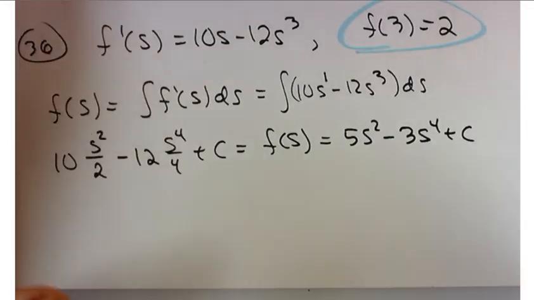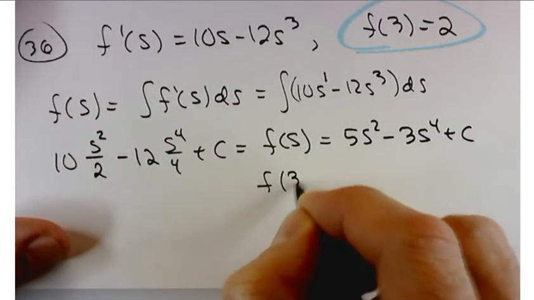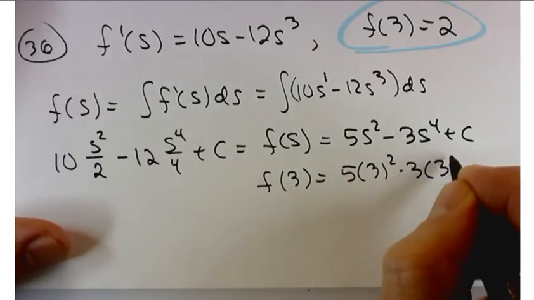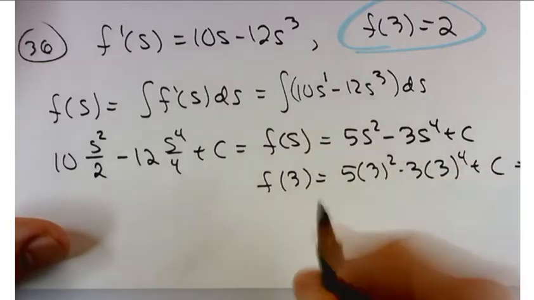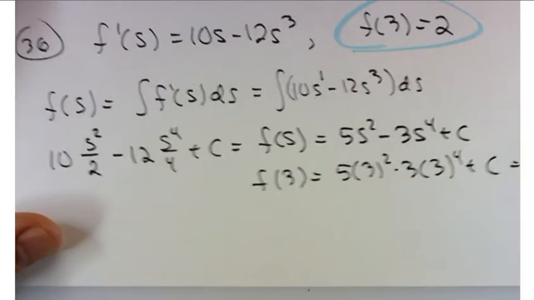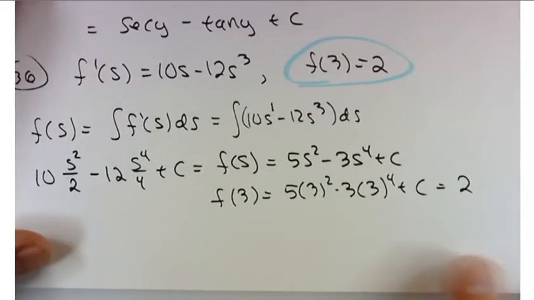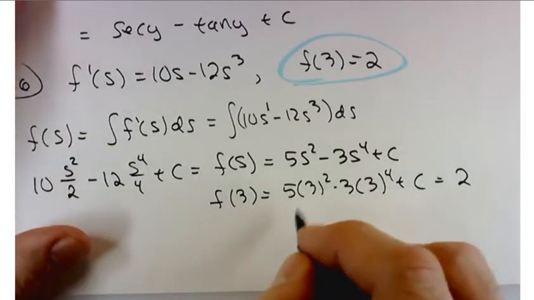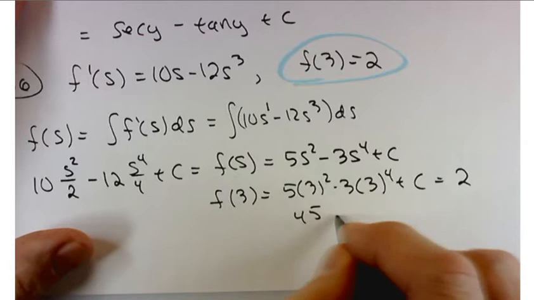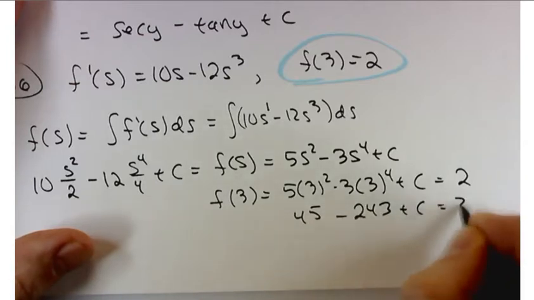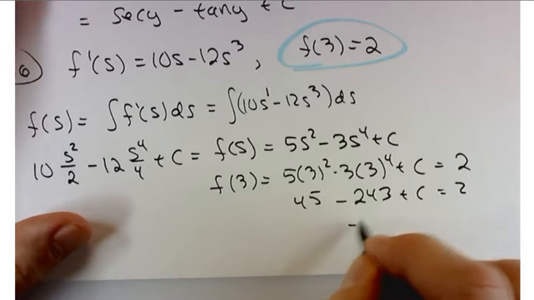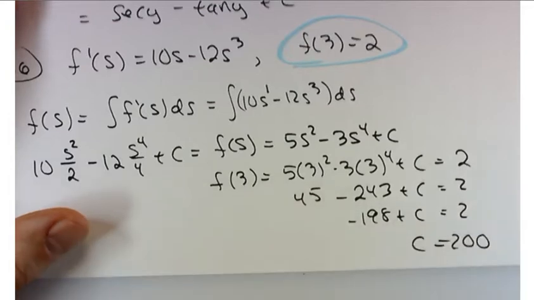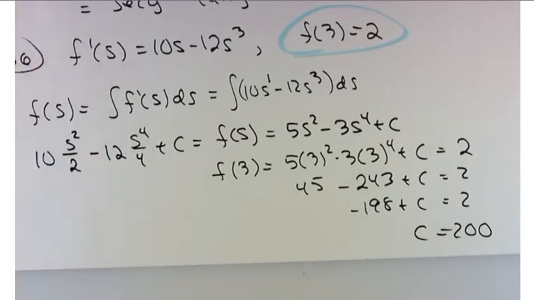Let's see how that plays out. They're telling us f of 3, which would be 5 times 3 squared minus 3 times 3 to the 4th plus c, f of 3 equals 2. Okay, looks good. On the left-hand side, 9 times 5 is 45. 3 to the 5th is 243, plus a constant is 2. So it gives me minus 198 plus c equals 2. And isn't that special? C is an even 200.